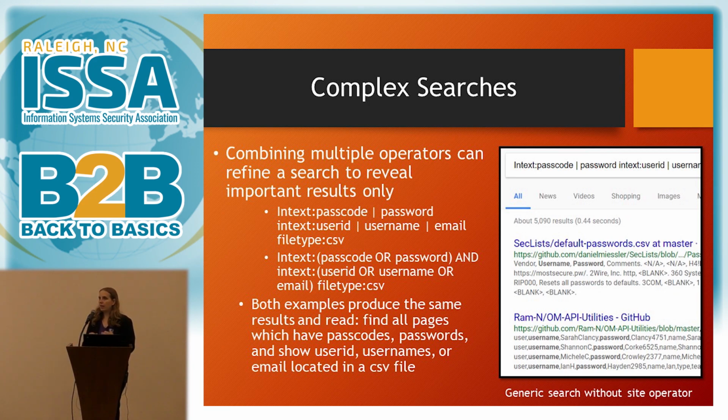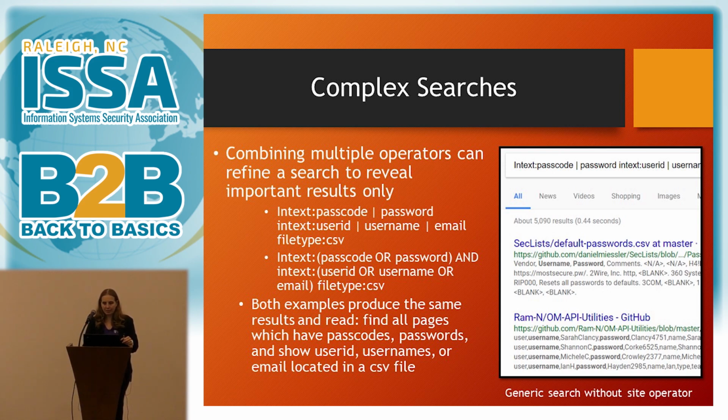Now I've done the basics, right? I've learned how to do inurl, intext, stuff like that. Now I want to get to more complex searches. I can start combining all of these searches together. And over here you can see I have intext passcode or password. And then I also have intext user ID or username.